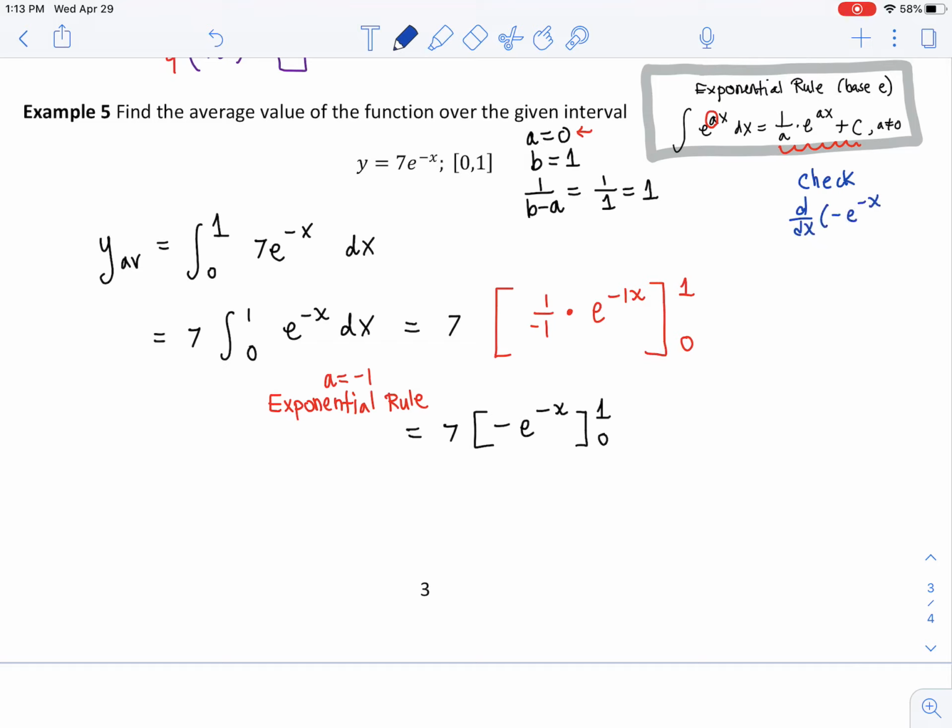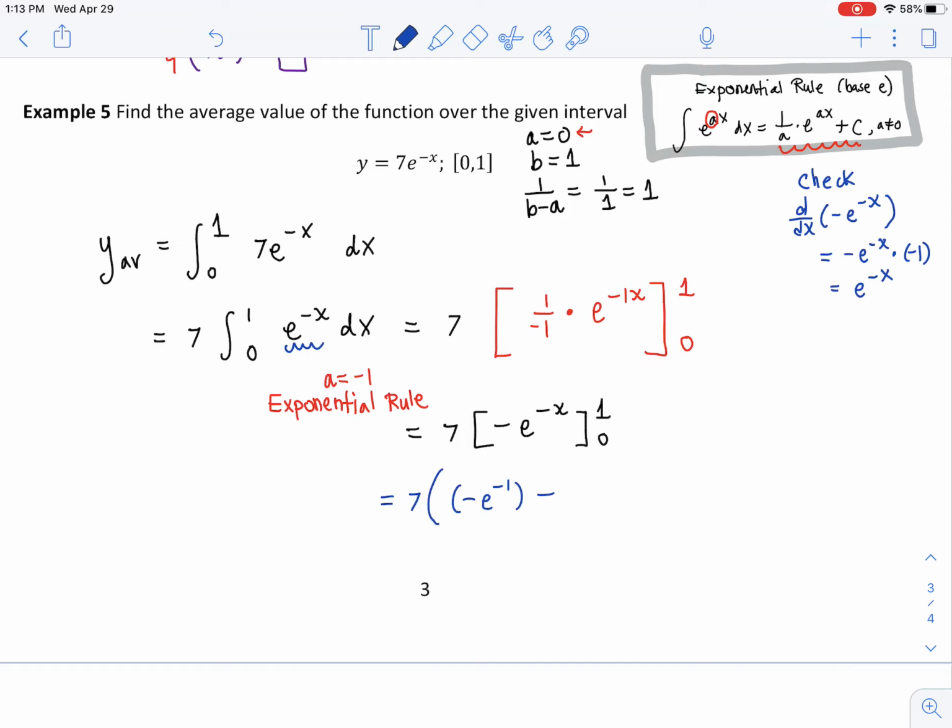But if you want to double check, this is us checking. What is the derivative of negative e to the negative x power? Negative e to the negative x power, and that comes out to be negative e to the negative x power times negative 1 from the chain rule, and that turns into e to the negative x power. And that was the integrand, right? So that matches. The exponential rule for integration looks kind of confusing, but it's really just the backward of what we already know about finding the derivative of e to the x.